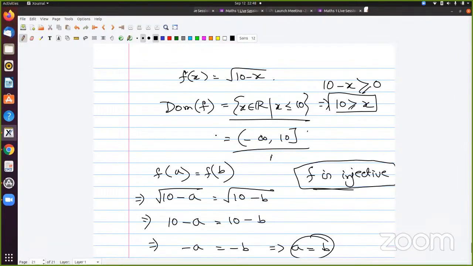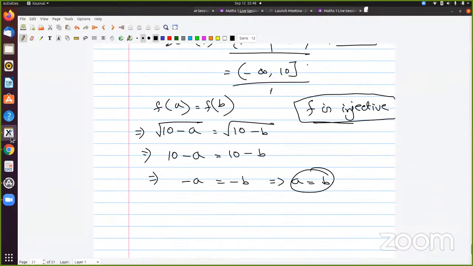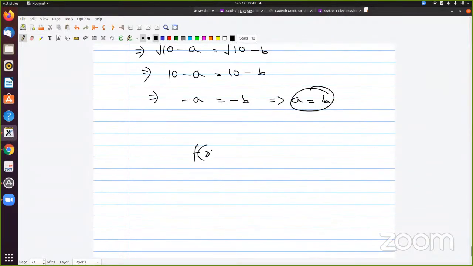Now you can work out the rest three. Sir, option 4, the same question. How can we check if it is injective or not? The first three options I got, the fourth option I didn't get. Okay, so let me write the fourth option. Can you repeat what the fourth option is so that I can write it here? Sir, f(x) is equal to (5x plus 4) into (2x minus 3), divided by 2.